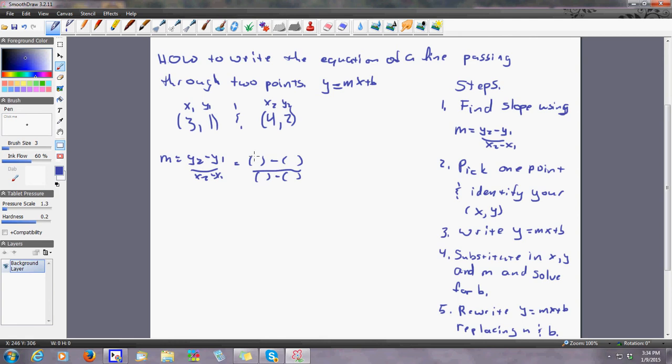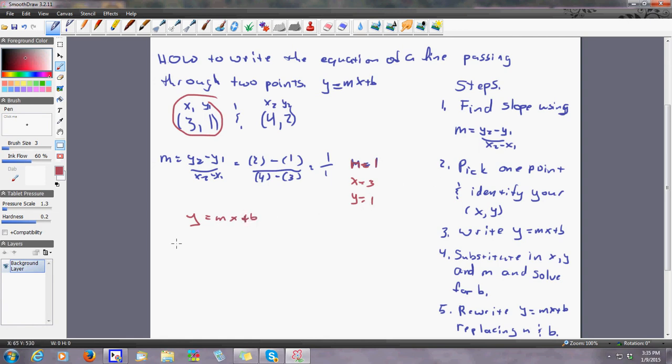So I'm gonna say 2 minus 1, and 4 minus 3, and this is kind of funny because my slope ends up being 2 minus 1 is 1, 4 minus 3 is 1, so my slope, m, equals 1. So I'm going to pick one point, and the point I'm going to pick in this case is going to be, I'll pick 3, 1, sure, why not? If you'll look, my x equals 3, my y equals 1, and I've already said that my m equals 1. So I write y equals mx plus b. And this is in slope-intercept form.